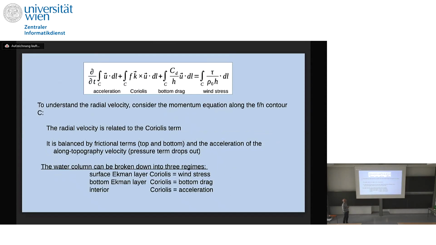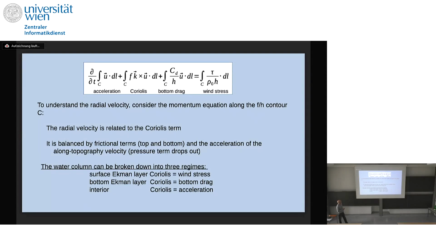Okay, so now we're going to dynamically decompose this interior velocity field into different regimes. This is the momentum equation integrated along a topographic contour C. The pressure term is gone because it's an exact differential. So we've got the acceleration of the along-topography flow. This is the Coriolis term. It's perpendicular to the contour, so this is the radial flow. This is the bottom drag, and this is the wind stress.